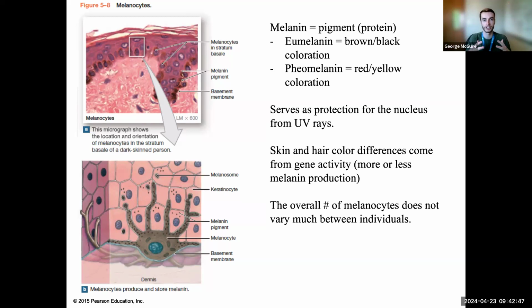But differences in coloration do not stem from different numbers of melanocytes. On average, the number of melanocytes that each individual has in their skin is generally the same or in the same range. The coloration comes from the activity of those melanocytes. So the genes that code for that melanin protein are just more active. So your melanocytes are producing more melanin than someone with lighter skin or lighter hair color.